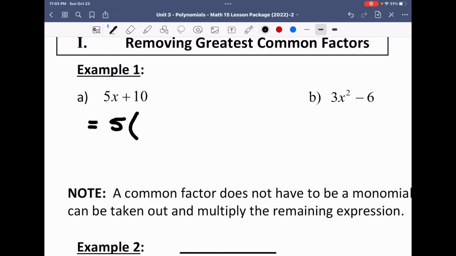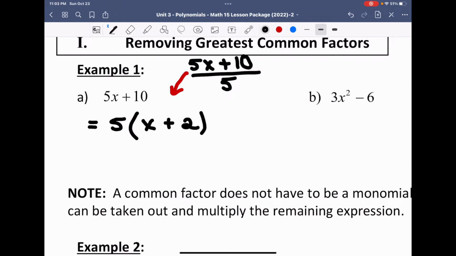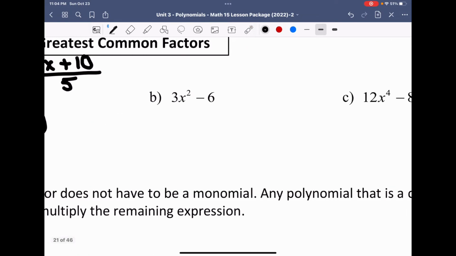If I remove 5 out, this is like me saying I had to take this statement, 5x plus 10, and divide everything by that greatest common factor, which in this case we said was 5. So if I divide everything in this bracket by 5, that's going to leave me with 5x divided by 5 is x. 10 divided by 5 is plus 2. And we know it's the greatest common factor when nothing else can be removed on the interior, which is the case here.